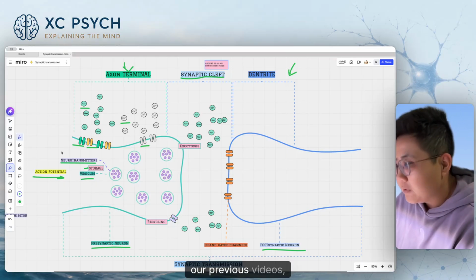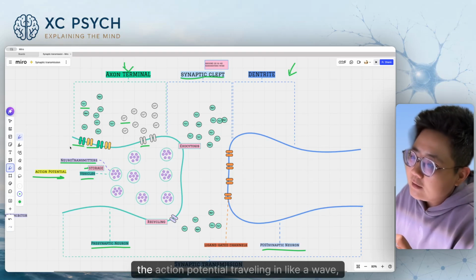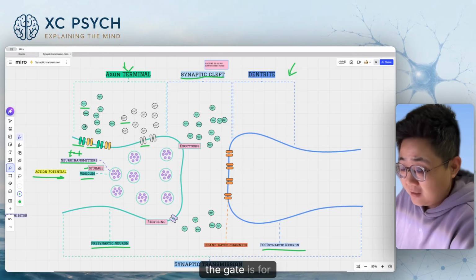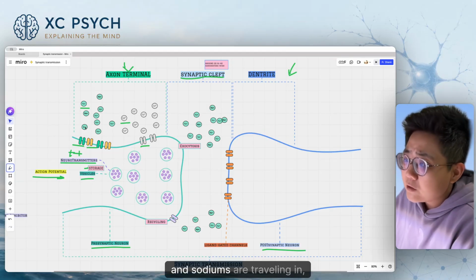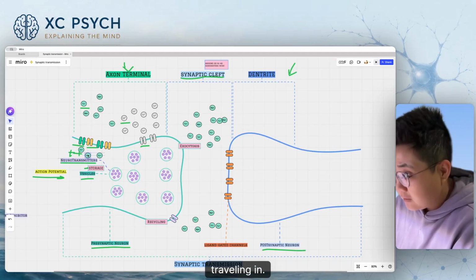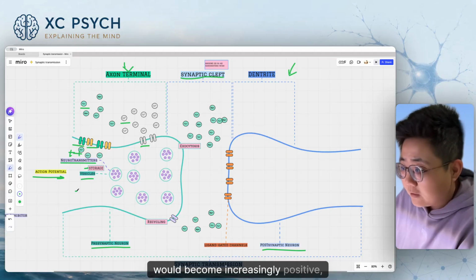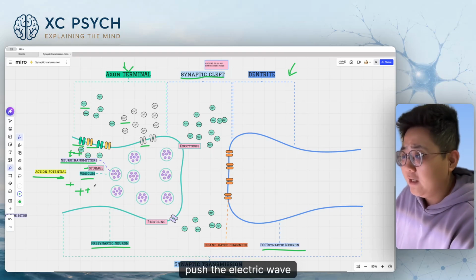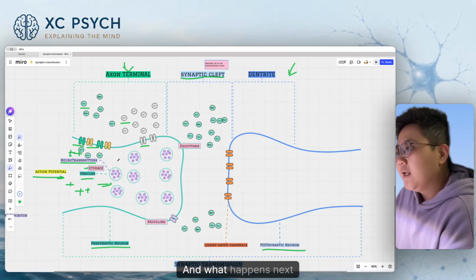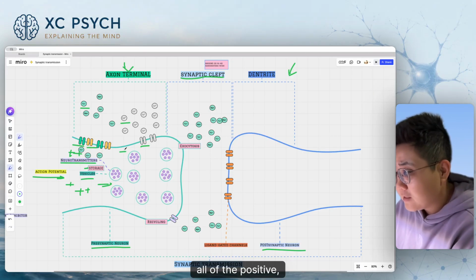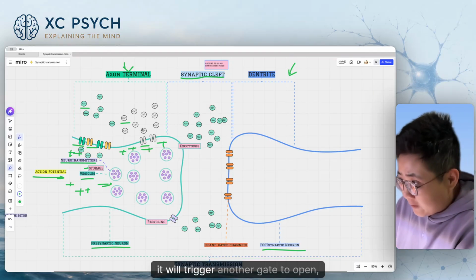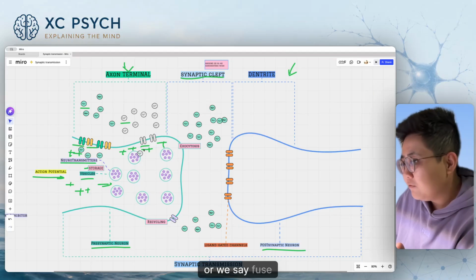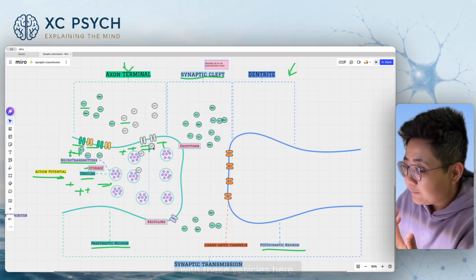So if you remember our previous videos, when we have the action potential traveling like a wave, the inside becomes increasingly positive because the gate for sodium is open, and sodiums are traveling in. Then this area becomes increasingly positive, and it will basically push the electric wave towards these vesicles. And with all of the positive charges, it will trigger another gate to open, which is the calcium gate. And the calcium would float in and bind, or we say fuse, with these vesicles here, right?